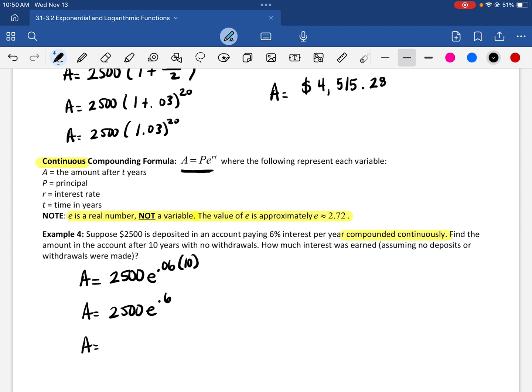And E is a function you'll see on your calculator. Right? You have to hit the second, and then there's a button that has an LN on it. Right? And second is an LN, and you would see that E. And when you plug that in, we get $4,555.30.